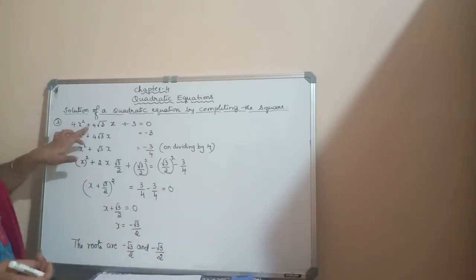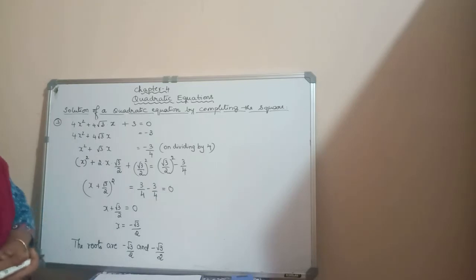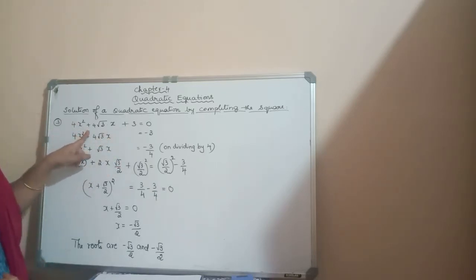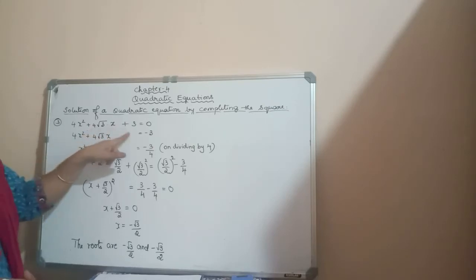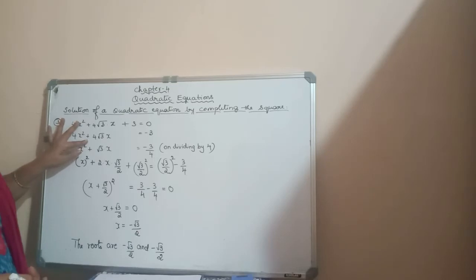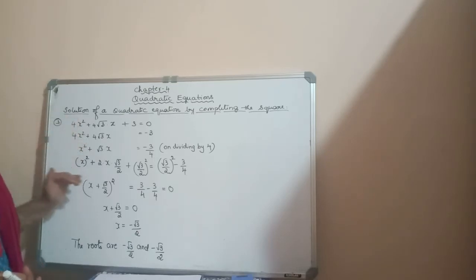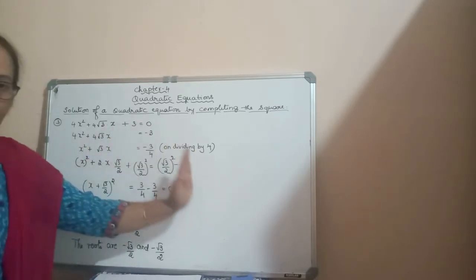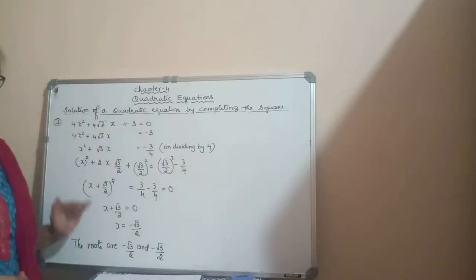Suppose in the equation this term is negative, then you have to use the (a minus b) whole square identity. So (a minus b) whole square is a square minus 2ab plus b square. So you have to see the sign, then apply this identity, then complete the square on both the sides and find the solution of the equation.